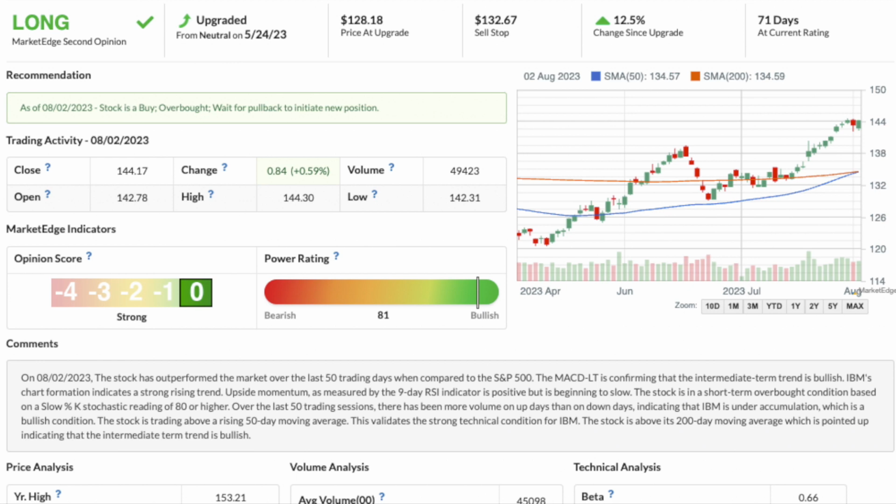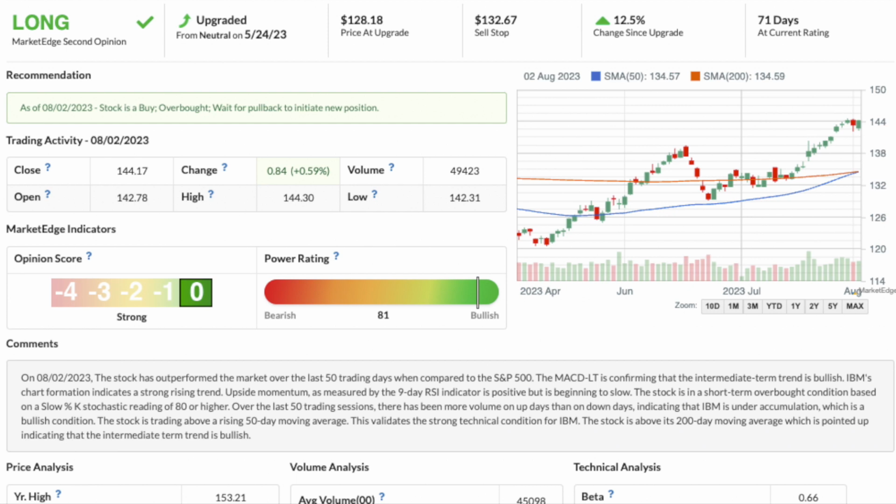Not only that, on the second opinion report, which we're going to take a look at in a minute, it actually looks at everything that we just went over and prints the comment for you on the second opinion report. So you can see stock outperforms the market, which is good. MACD, I just told you about it, is confirming the intermediate term trend is bullish. IBM's chart formation indicates a strong trend. Upside momentum by RSI is very strong. However, the stock's in a short-term overbought condition, so it'll probably have a little bit of a pullback here.